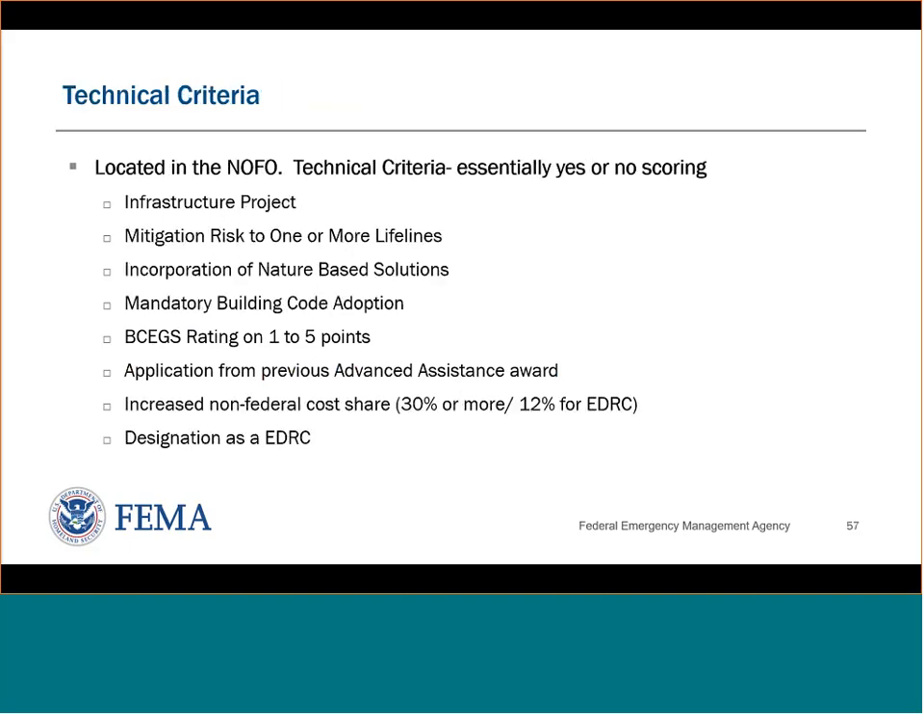Technical criteria would essentially be yes or no scoring on if the project is an infrastructure project, mitigates a risk to one or more lifelines, if it incorporates nature-based solutions, if there is mandatory building code adoption, if there's a BCEGS rating on 1 to 5 points, if there's an application from a previous advance assistance or project scoping award, if there's an increased non-federal cost share of 30% or more, or 12% for EDRC communities, and if there's a designation as EDRC or an economically disadvantaged rural community. Next slide, please.